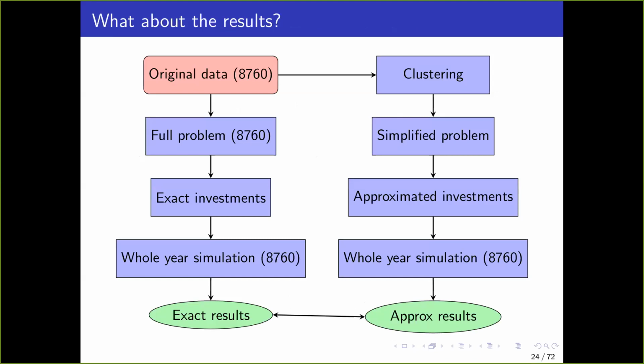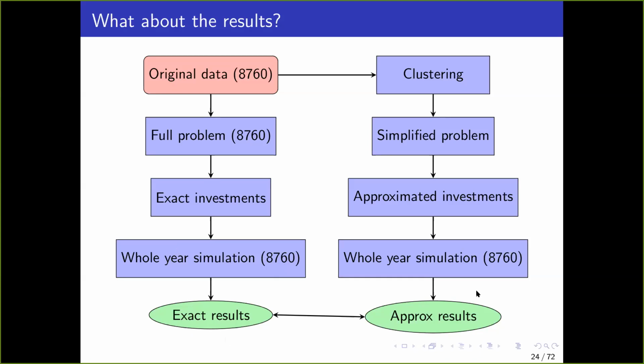And so what we are going to do with the results is to compare two things, like business as usual, then the different clustering. So on the left part of the slide, you see we have original data. Then you can solve the full problem. That's going to be very computationally expensive. You will obtain the exact investment. Then you fix those investments, and then you run a whole year simulation, considering all the 8,700 hours in the year. And then you get the exact results.